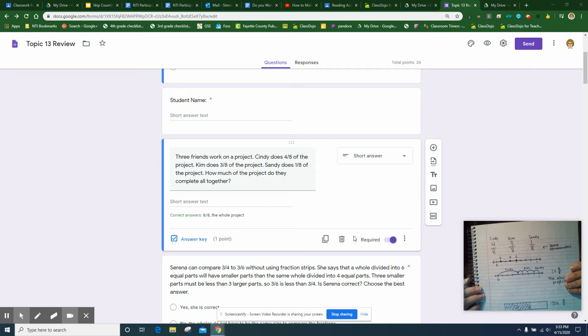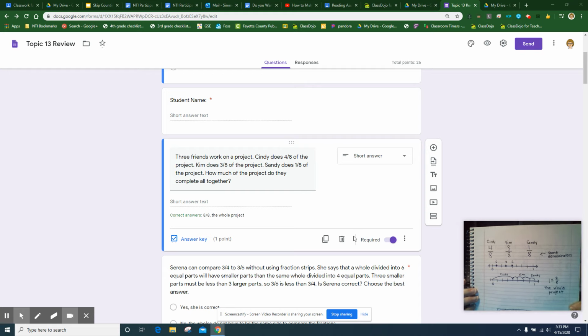And then I counted on from 4/8. I added 3 more 8s, so 3 more jumps for Kim, and then 1 more jump, which represents Sandy's 1/8 jump. So when I did all 3 of those jumps on my number line, I made it all the way to the 1. That means together they all completed the whole project, or 8/8 of the project was completed. So that's just an example of how you can model this out on scratch paper.